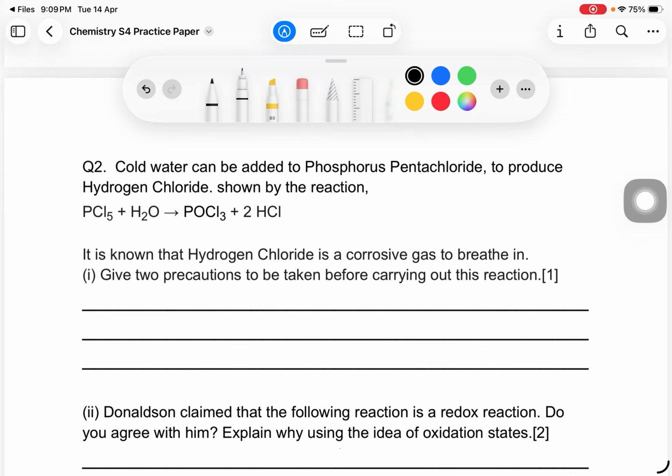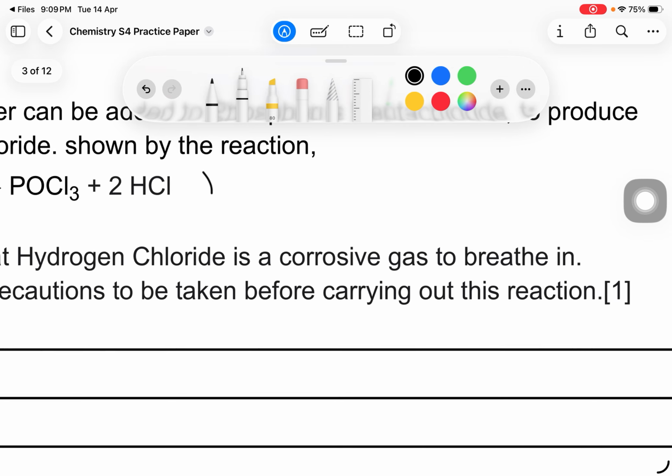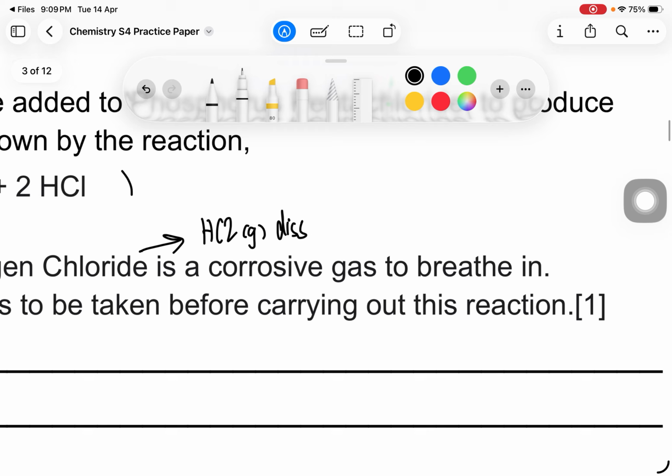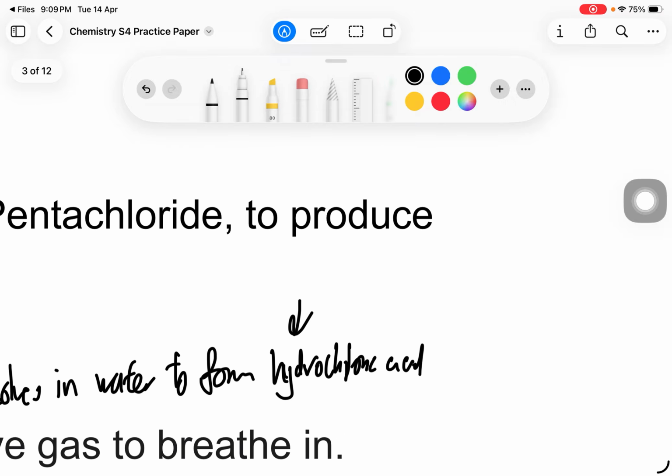So cold water was added to phosphorus pentachloride to produce hydrogen chloride as shown by this reaction here. It is known that hydrogen chloride is a corrosive gas to breathe in. As we all might know, hydrogen chloride, which is HCl gas, actually dissolves in water to form hydrochloric acid, and all of us know that this is also corrosive.